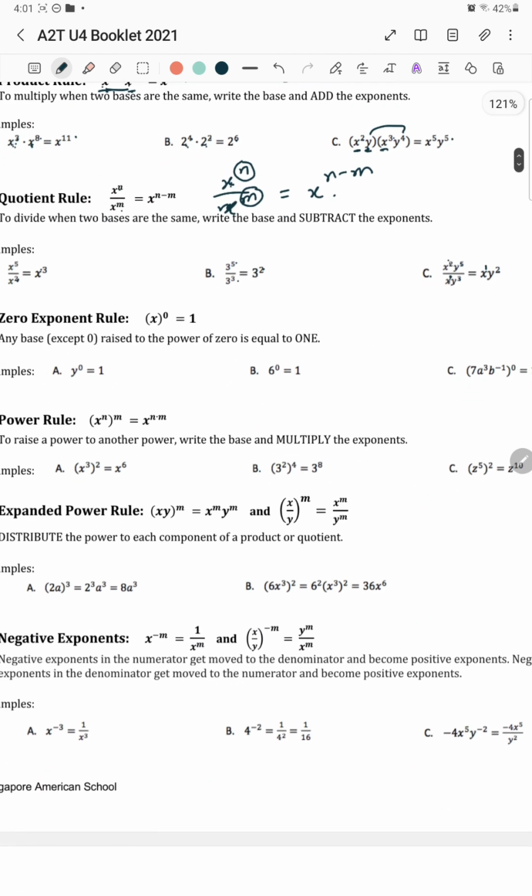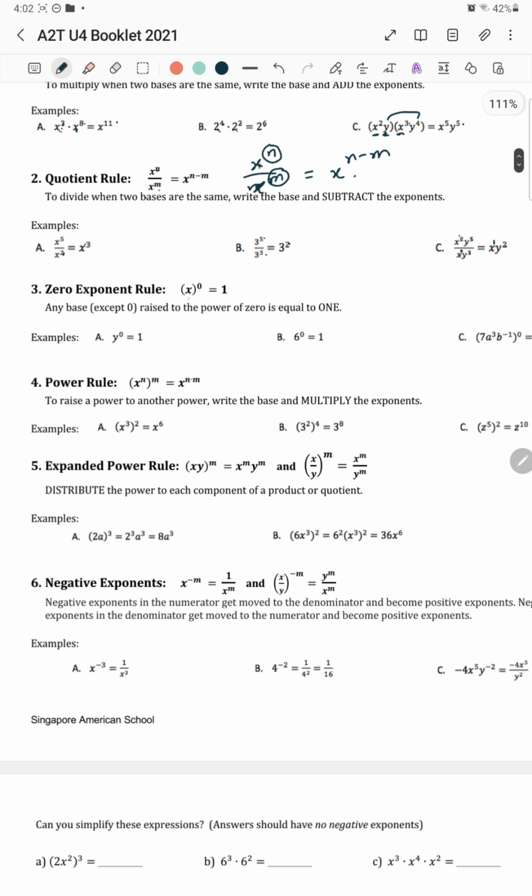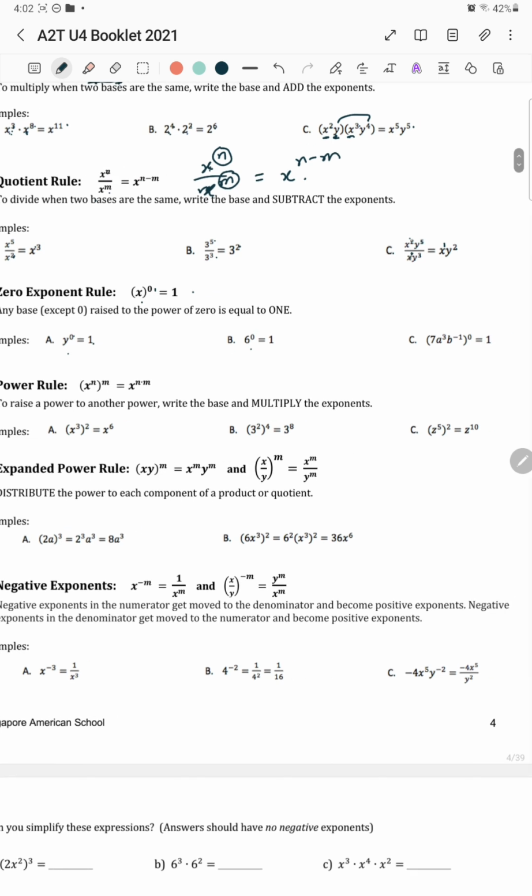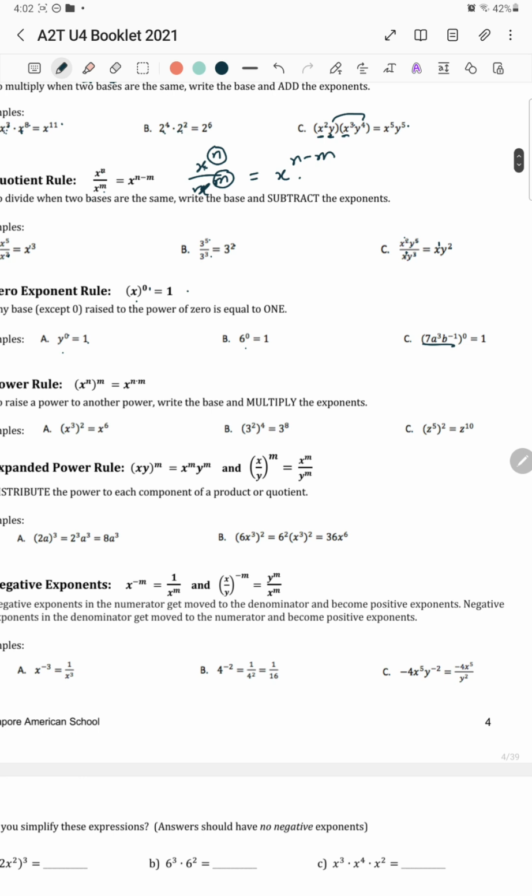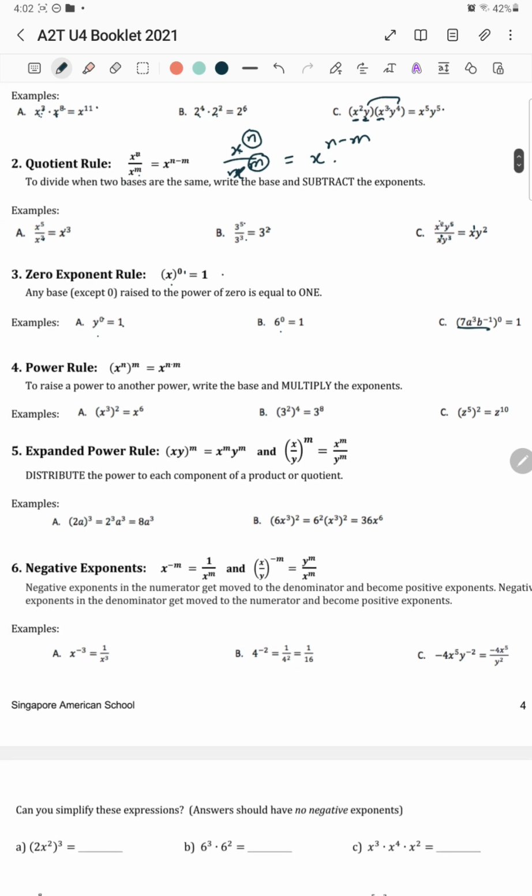Okay, so if we have any base to the power 0, the answer would be 1. If we have 2 to the power 0, it's 1. If we have 2022 to the power 0, it would be 1. So if we have any exponent 0, y to the power 0 is 1, 6 to the power 0 is 1. This whole number to the exponent 0 is 1.